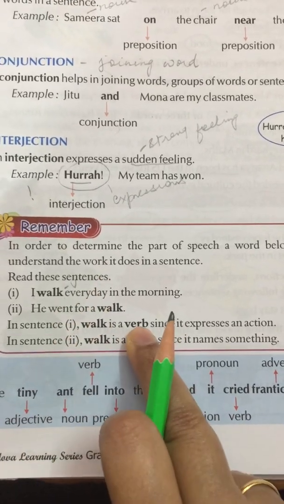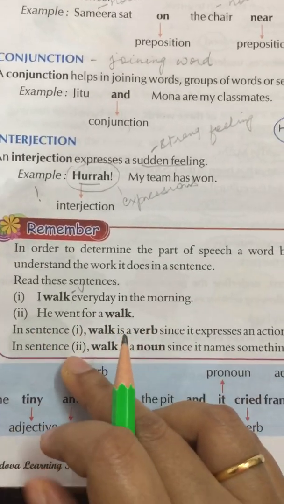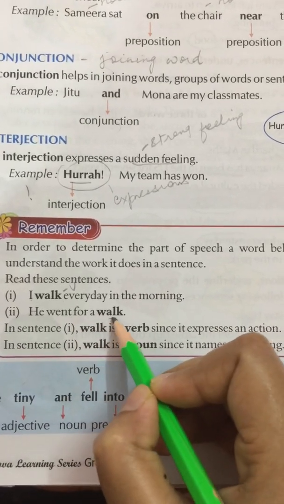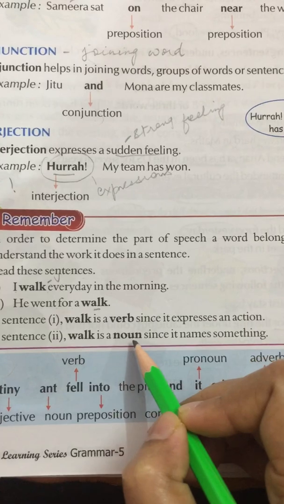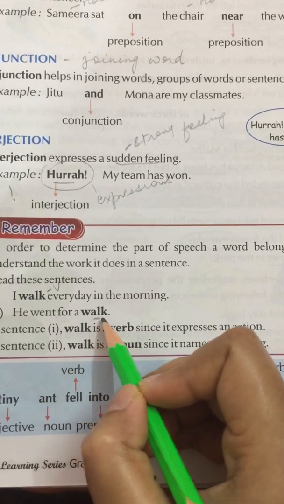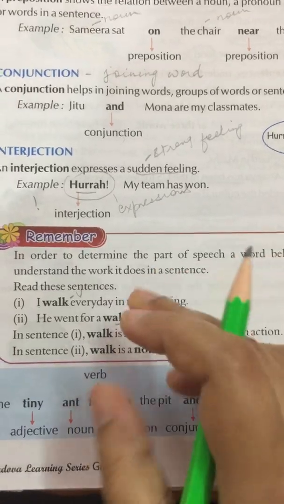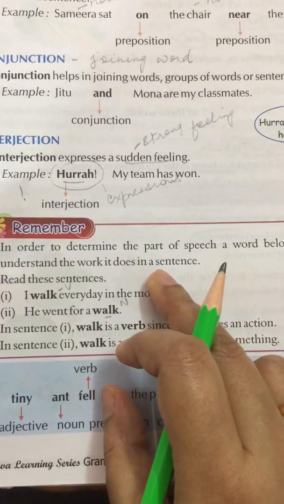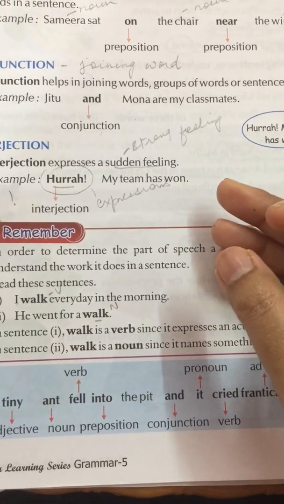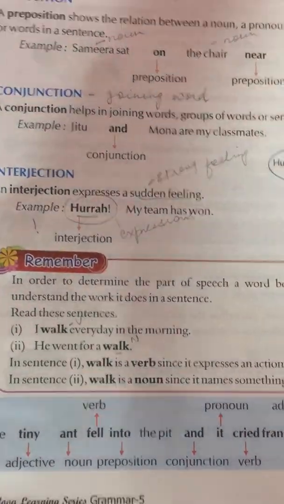So walk is functioning like a verb in this sentence. While in sentence 2, he went for a walk. Here, this particular walk is a noun since it names something. He went for what? He went for a walk. So here in the second sentence it works as a noun. So in some of the sentences you will find that a word can function as more than one part of speech. Alright? Let us understand it more here.